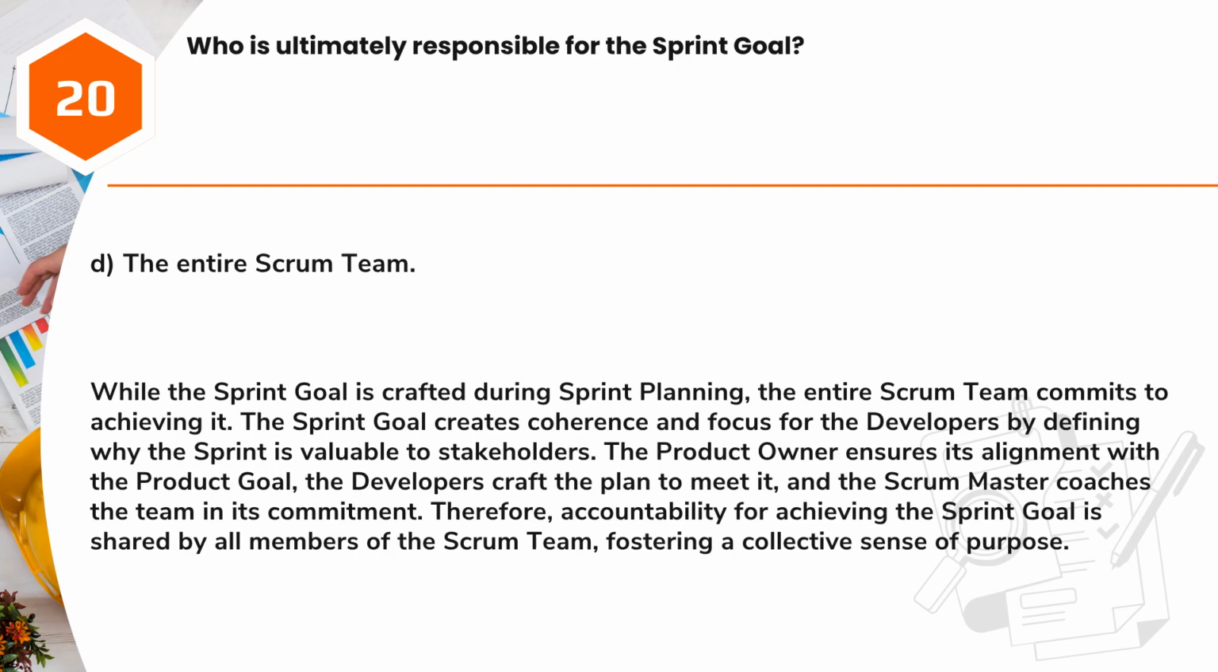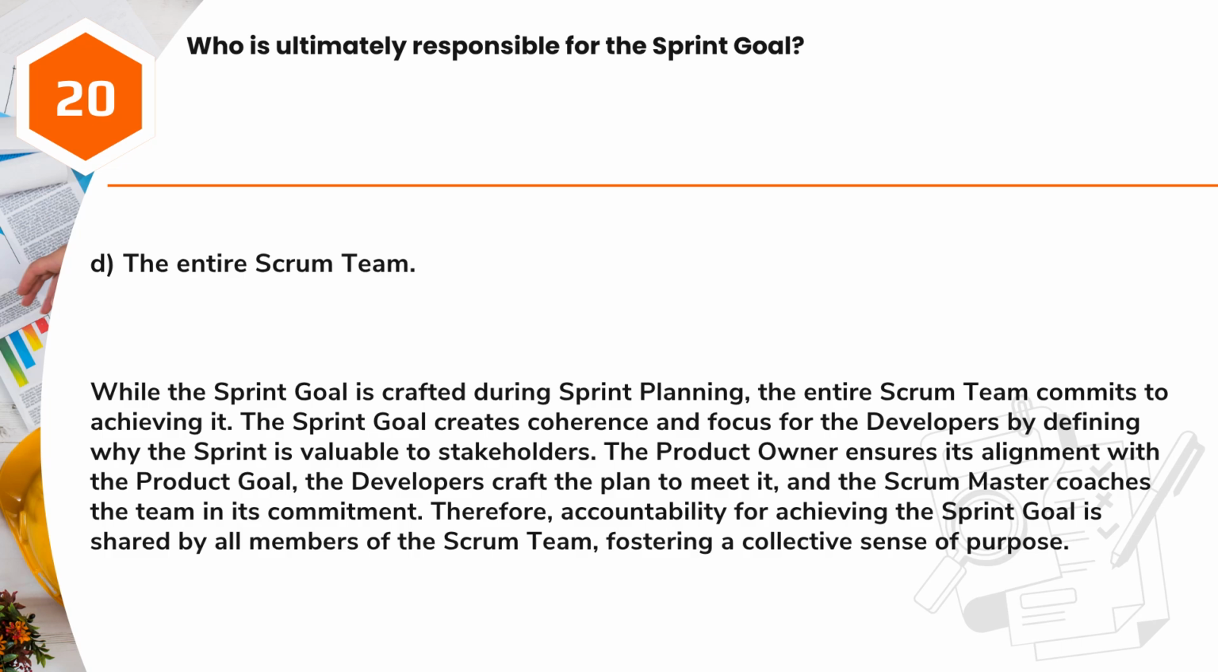Answer: D. The entire Scrum team. While the sprint goal is crafted during sprint planning, the entire Scrum team commits to achieving it. The sprint goal creates coherence and focus for the developers by defining why the sprint is valuable to stakeholders. The product owner ensures its alignment with the product goal, the developers craft the plan to meet it, and the Scrum Master coaches the team in its commitment. Therefore, accountability for achieving the sprint goal is shared by all members of the Scrum team, fostering a collective sense of purpose.